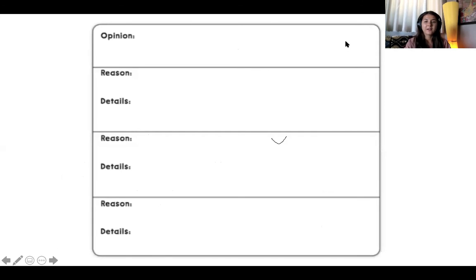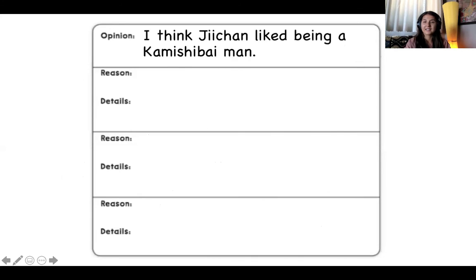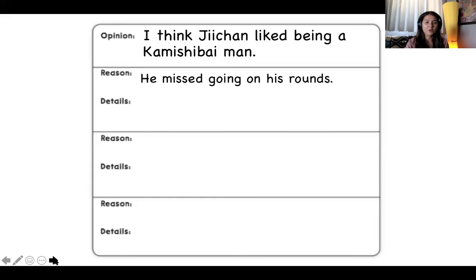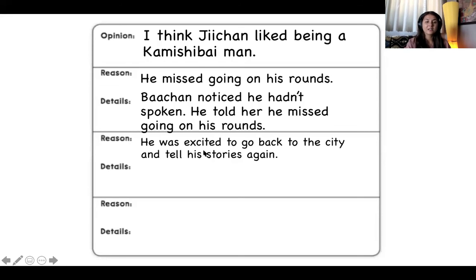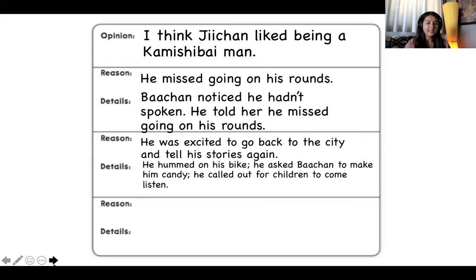So here is my final graphic organizer for what I would do for my essay if I had the same prompt as you guys. I think Ji-chan liked being a Kamishibai man. My first reason is that he missed going on his rounds, and Ba-chan noticed he hadn't spoken and he told her that he missed going on his rounds. My second reason would be that he was excited to go back to the city and tell his stories again. The details that would support my reason here is that he hummed on his bike, he asked Ba-chan to make him candy, and he called out for children to come and listen.